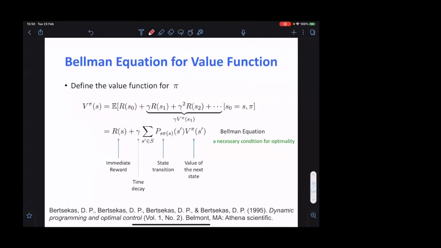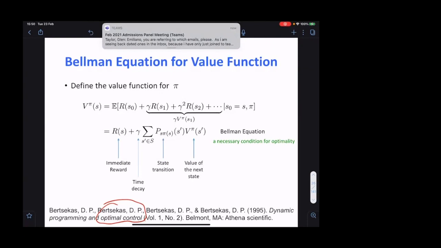The nice thing about this is, if you trace back the origin of reinforcement learning, you can trace it back to the field called control theory. One of its subtopics is called optimal control, and there is a widely used algorithm called dynamic programming.